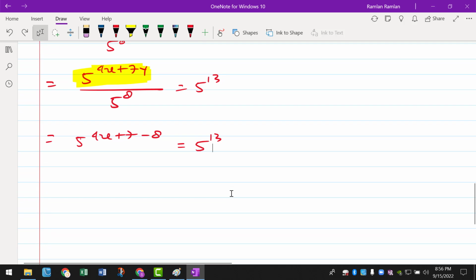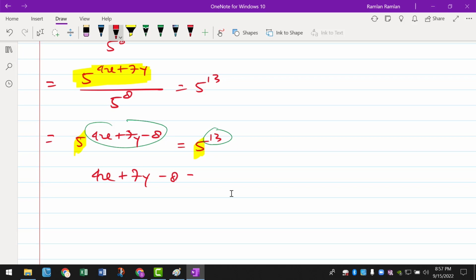Notice that in this equation, you have the same exact base. If you have the same exact base in an equation, you can just take the power. So this guy is equals to this guy, right? Let's write it down. That'll be 4x plus, sorry, I forgot to put the y here. So 4x plus 7y minus 8 equals to 13.